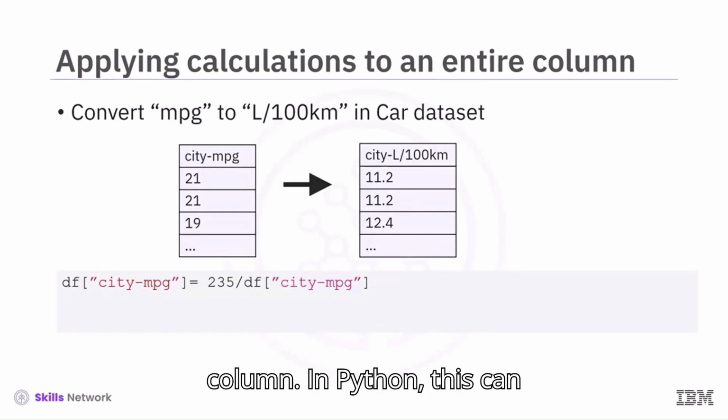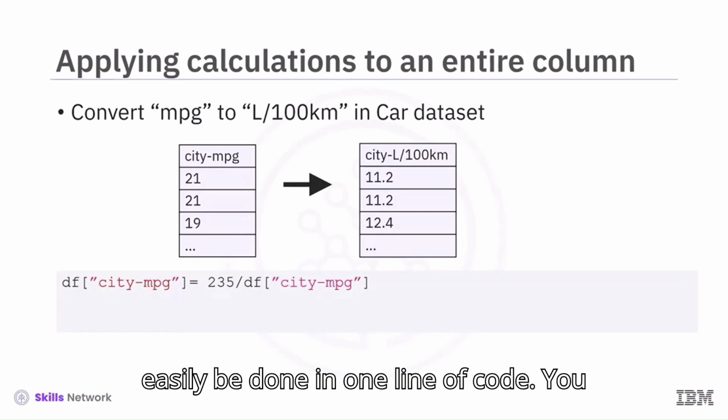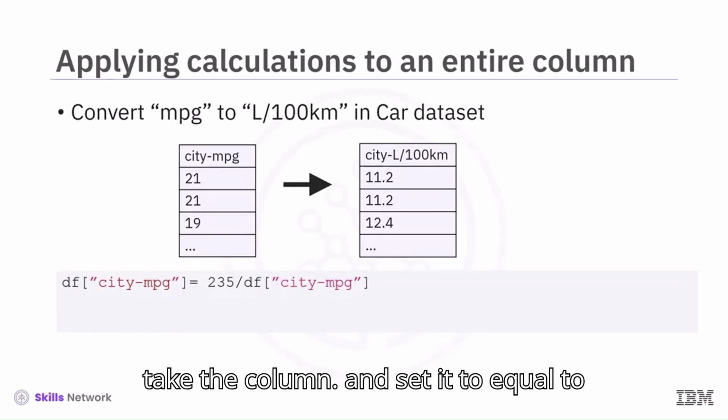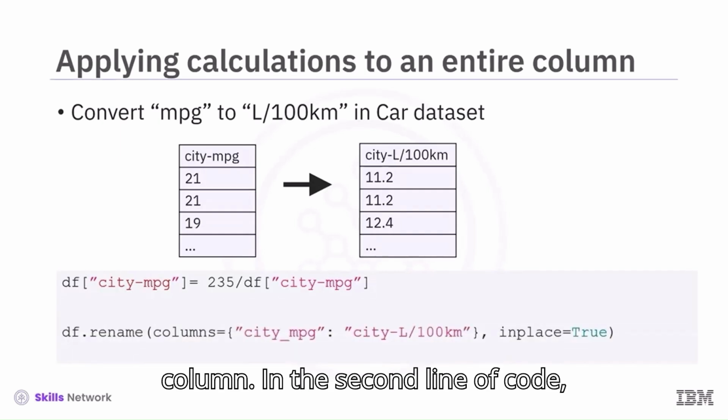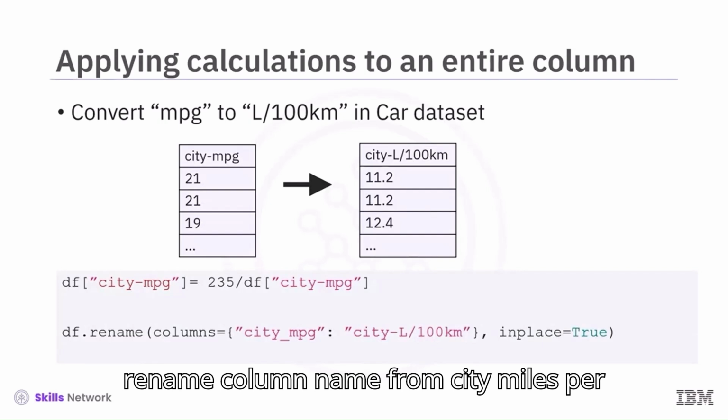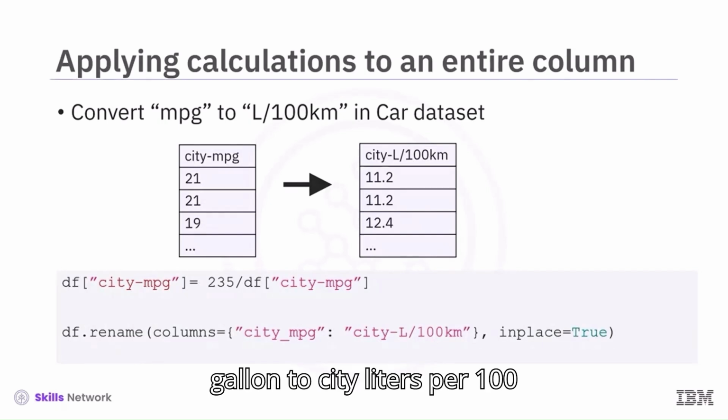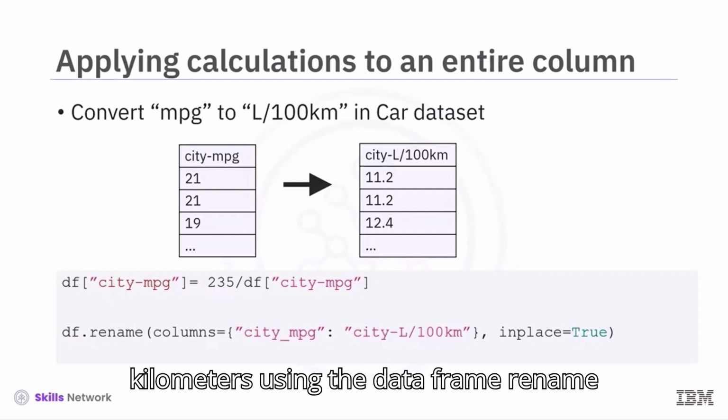In Python, this can easily be done in one line of code. You take the column and set it equal to 235 divided by the entire column. In the second line of code, rename the column name from city miles per gallon to city liters per 100 kilometers using the data frame rename method.